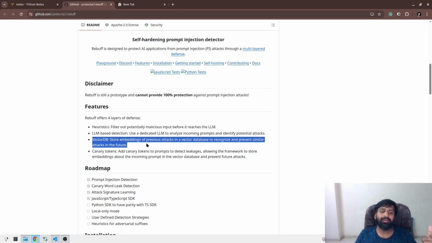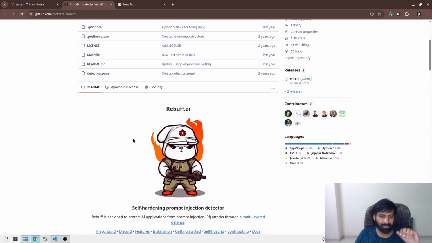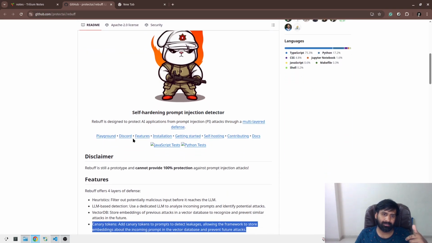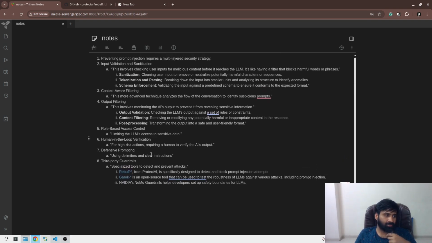So this is again a great feature. And then it also stores canary tokens to detect future attacks. So it is a great tool, still in beta, but it can act as a very good guardrail layer against prompt injection attacks on LLMs. So these are broad strategies to prevent injection attacks on an LLM. So you can deploy a combination of the strategies as per your requirements.